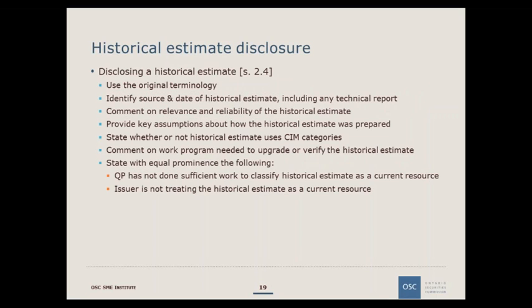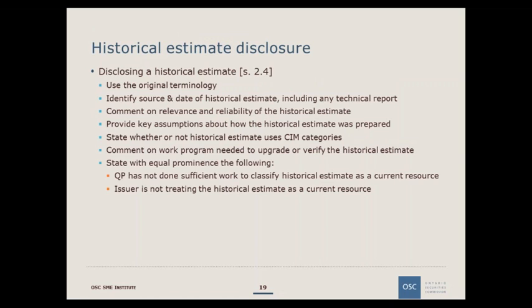So the disclosure requirements for historical estimates are from section 2.4 of NI 43-101. You need to use the original terms, the source and date of the estimate, any key assumptions related to the estimate if they're known, whether or not CIM categories were used, and also talk a little bit about what needs to be done to upgrade the estimate to a current estimate.